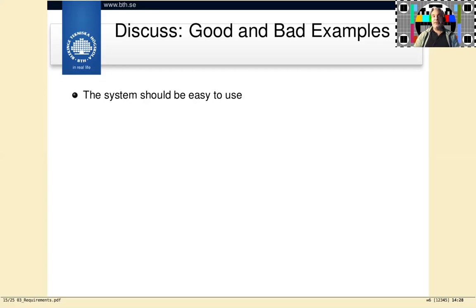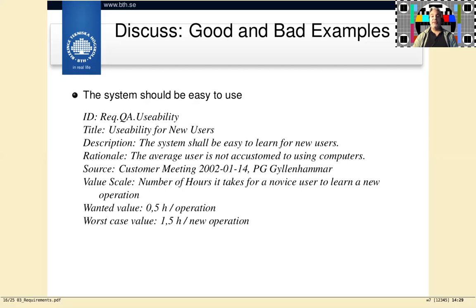The problem is that we still don't know, what does it mean to be easy to use? For whom? And what kind of system is it? If I'm building the control software for a particle accelerator, then easy to use is a very different story than if I'm building the software for a doorbell. So I need to have more details in order to say if it's a good or bad requirement here.